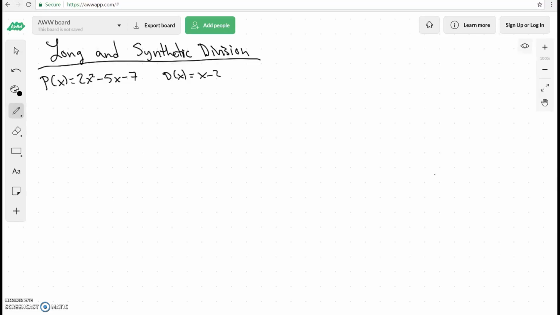So here is a dreadful long and synthetic division. Here's what we're going to try to do. We are going to try to divide this polynomial p of x with this d of x, x minus 2. I'm going to show you two different ways: long division and synthetic division. This is how we're basically going to do it.